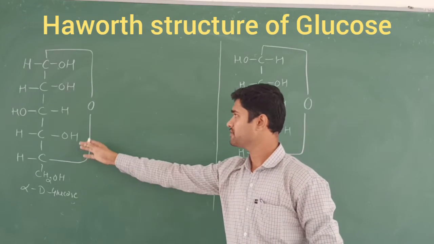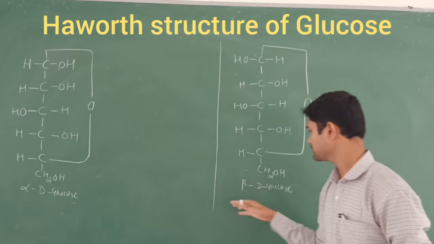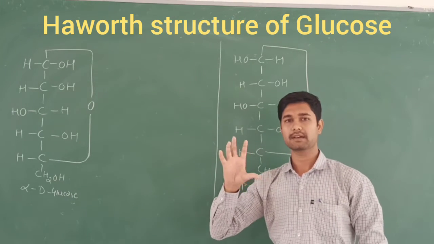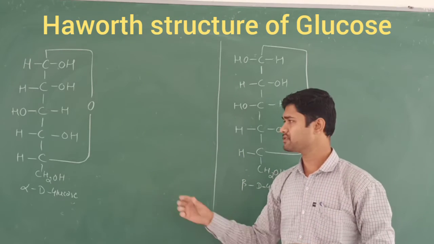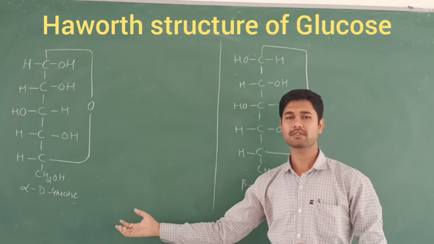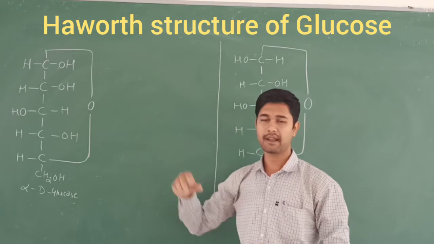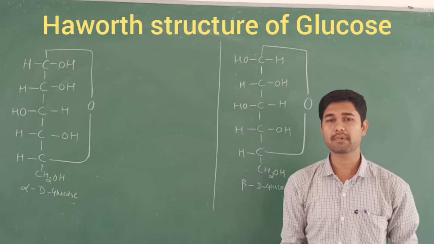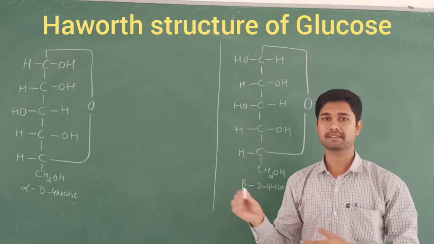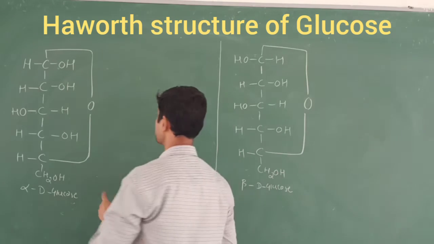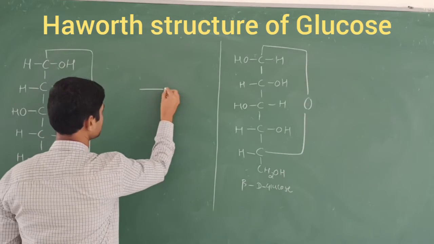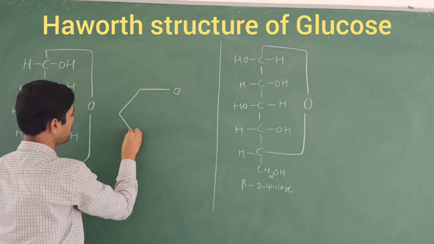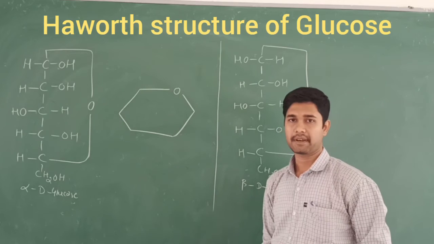This is the Fischer form of alpha D-glucose, and this is the Fischer form of beta D-glucose. Now I am going to convert them into the cyclic form. When glucose cyclizes, the OH group reacts with the carbonyl function of the aldehyde group, forming a 6-membered cyclic hemiacetal form. A 6-membered ring means I am going to use the pyranose like this. This is a 6-membered ring.